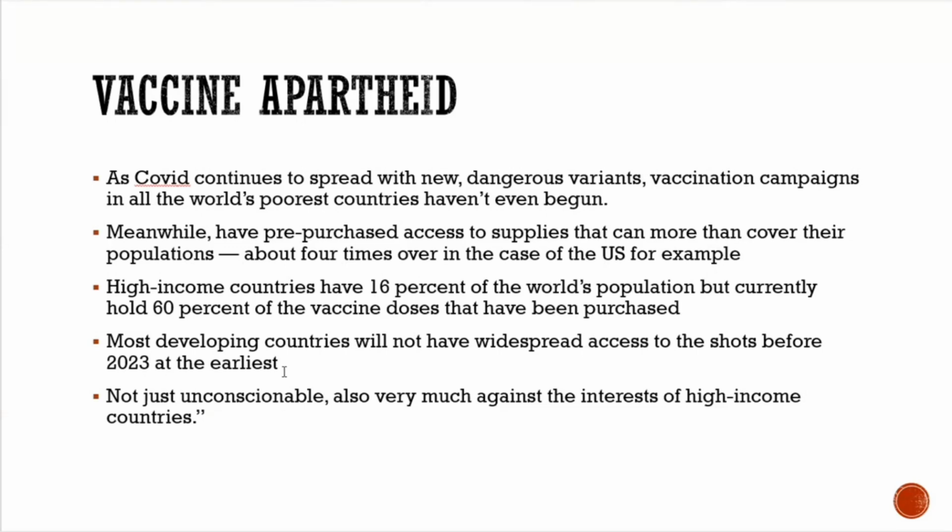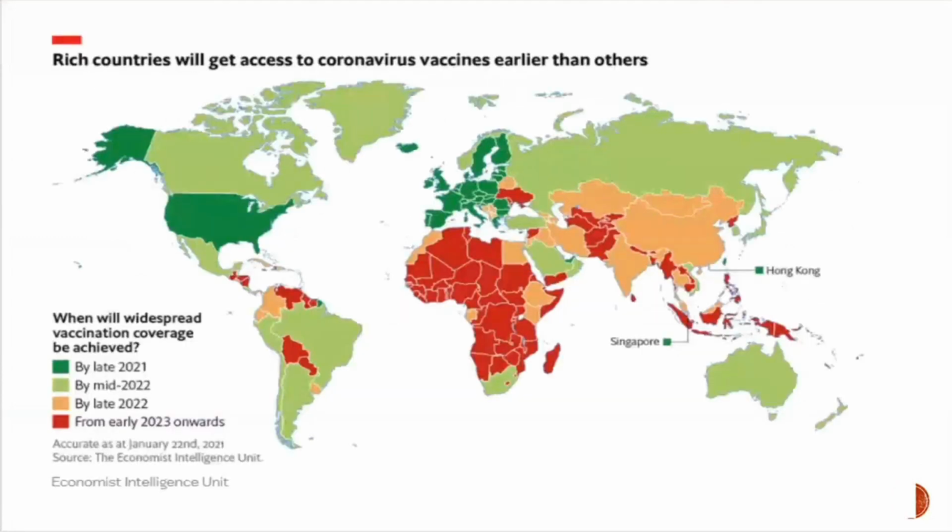Some of the data shows that most developing countries will not even have access to widespread shots before 2023 at the earliest, and I'll show you what some of those predictions look like. Again, this isn't just unconscionable, it's very much against our own interests, and the interests of high-income countries. If this continues, we won't reach an end, even if we're doing well with vaccinations here, right?